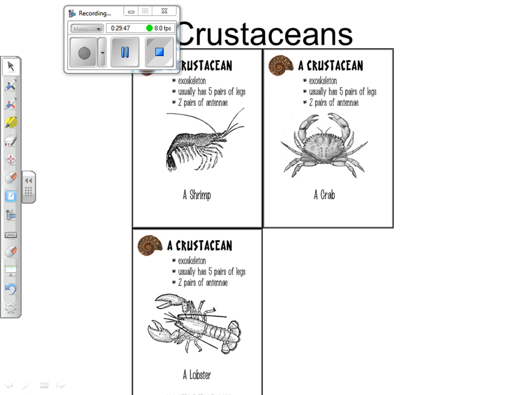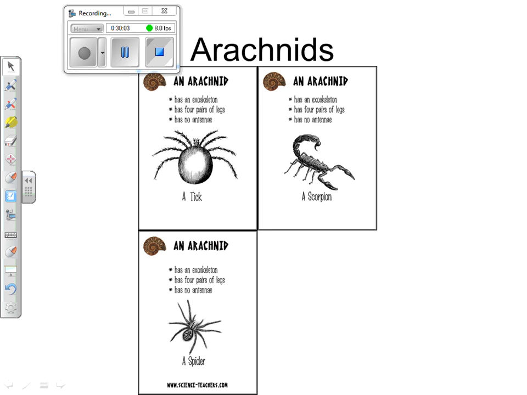There's some crustaceans. Again, crustaceans have an exoskeleton. They usually have 5 pairs of appendages or legs, 2 pairs of antennae. And you can see some examples: shrimp, crabs, lobsters. There's some arachnids. Again, they have an exoskeleton, typically 4 pairs of legs, no antenna. Ticks, scorpions, and spiders are examples.